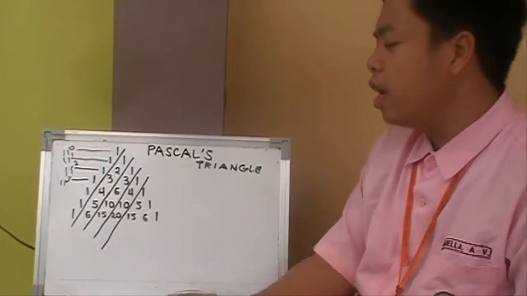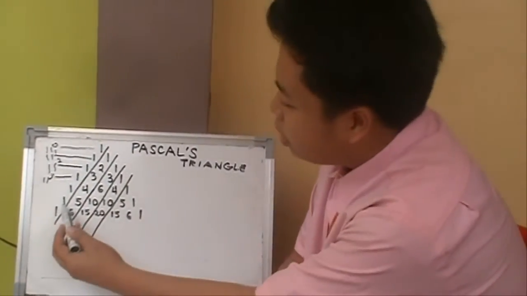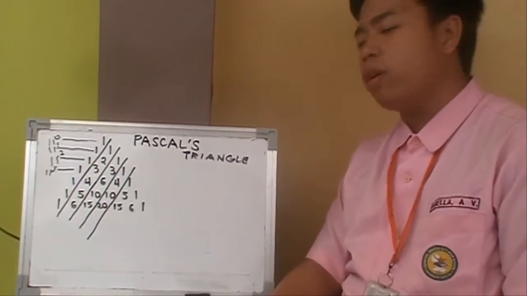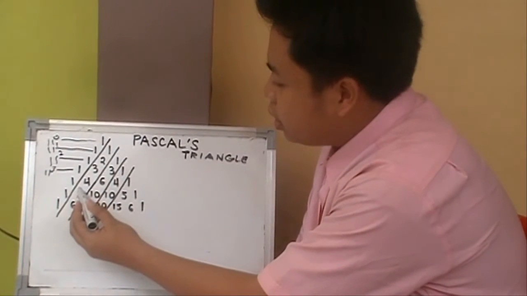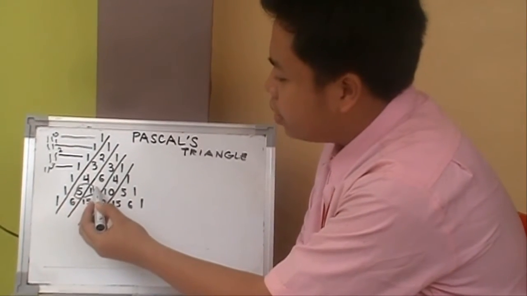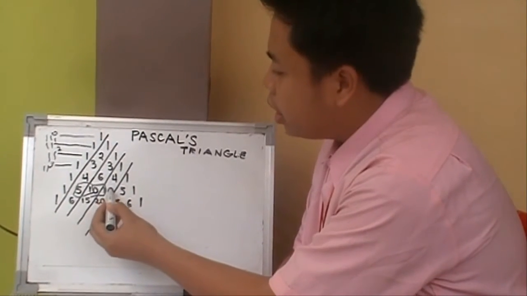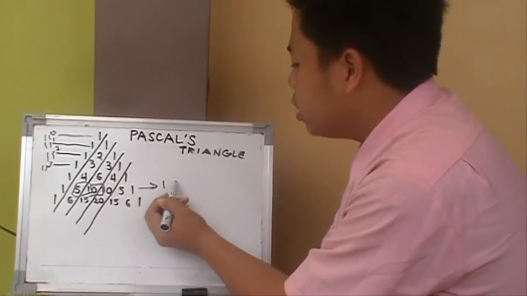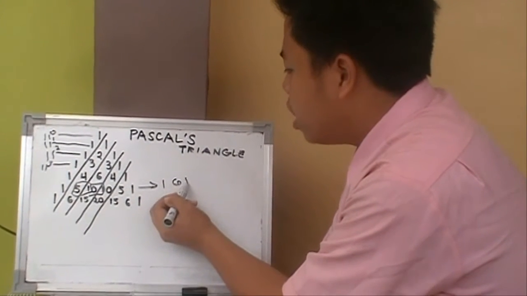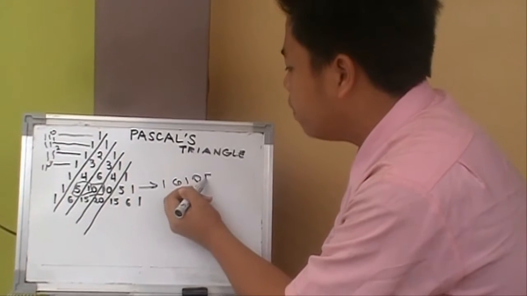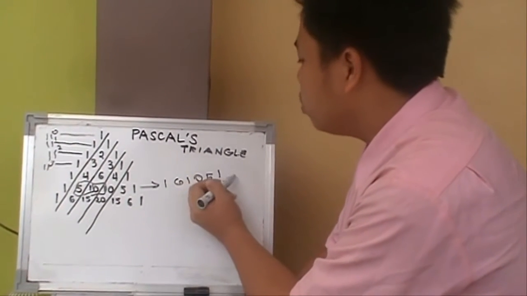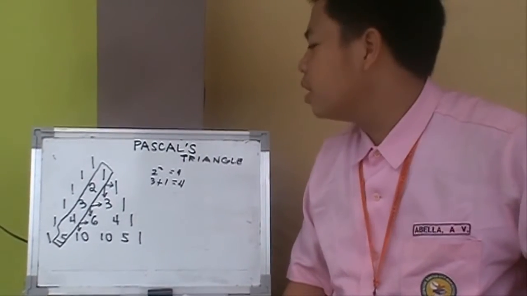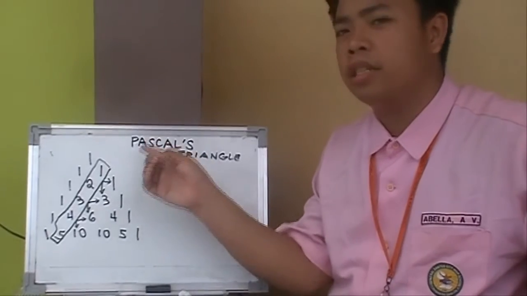But after 11 raised to 4, there seems to be a trouble with 1, 5, 10, 10, 5, 1. But it still follows the sequence because we just add these numbers carrying over, and then we can continue the sequence, which is 1, 6, 1, 0, 5, 1, which is equal to 11 raised to 5.